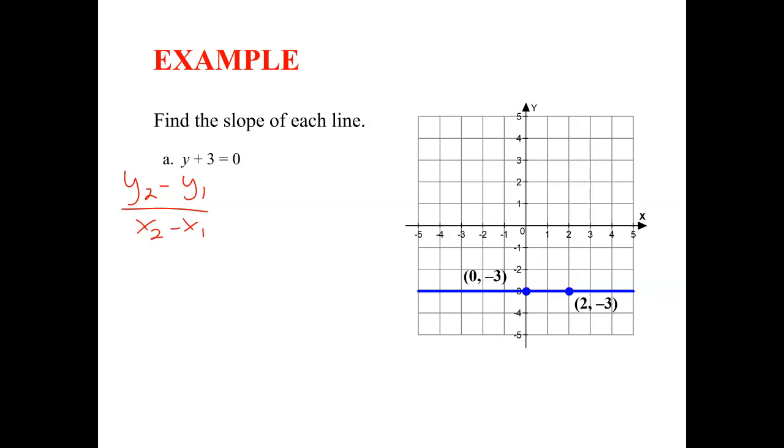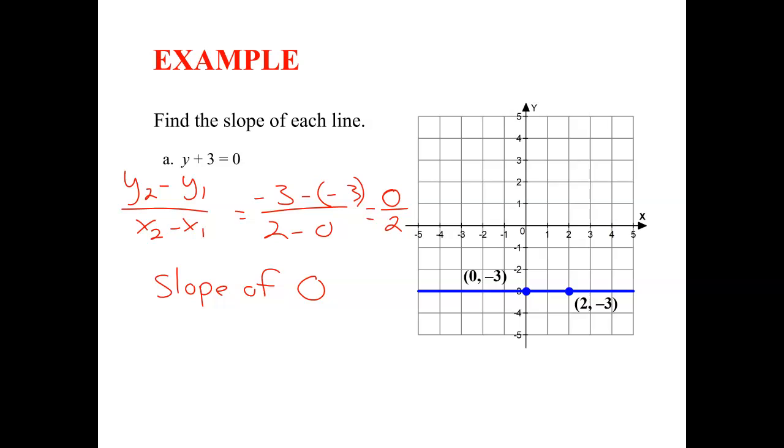What are the y values of my 2 points that were chosen? Negative 3 and negative 3. Negative 3 minus negative 3 over 2 minus 0. I get 0 over 2, which equals what? What's 0 over 2? 0. Horizontal lines have a slope of 0. Okay? All horizontal lines will have a slope of 0. You can see that mathematically, by picking any 2 points on a line, we will always get that no matter where my horizontal line is.